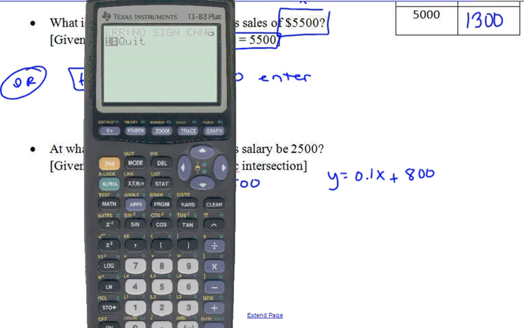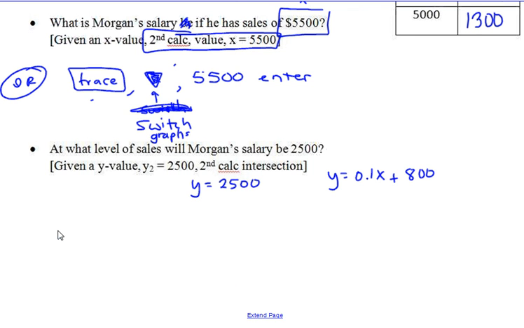Oh, we have to zoom out more. Zoom, 3, enter again. And there's the line. So now you have to be able to see your intersection. It's a lot of calculator stuff in one day, hey? There you go. So x would be 17,000. So when you're given another y, you just plug it into y2. Given a y value, go y2 equals 2,500. Second calc to find your intersection.